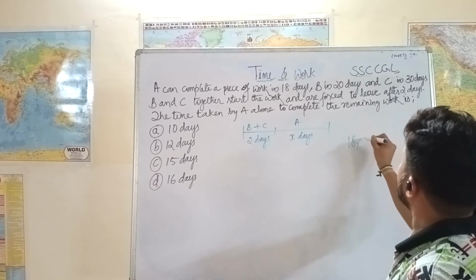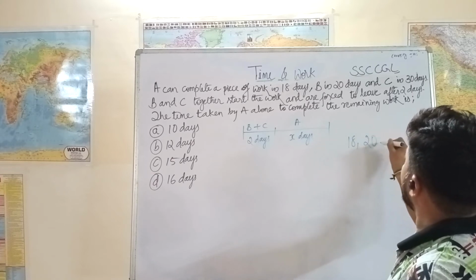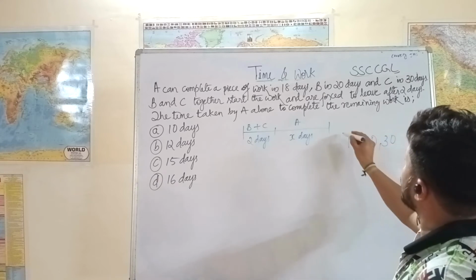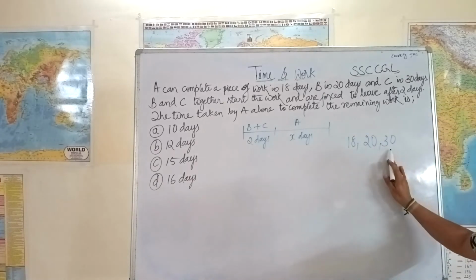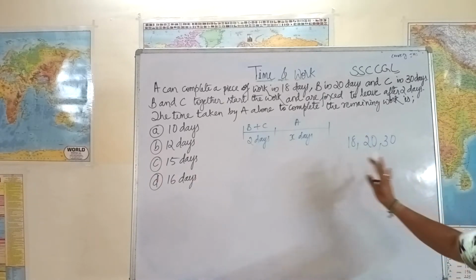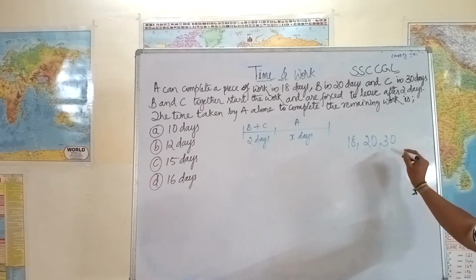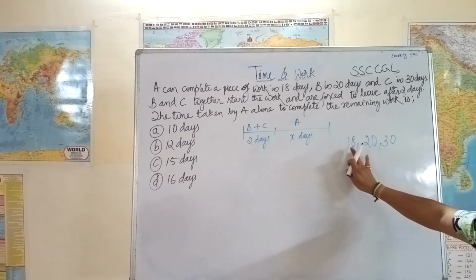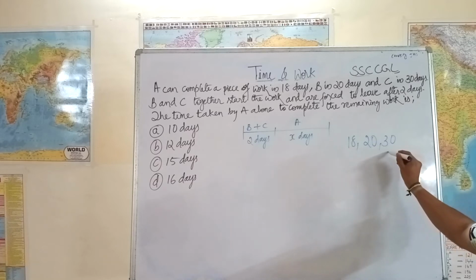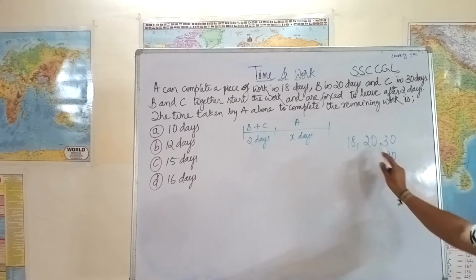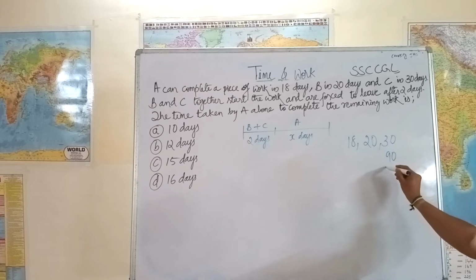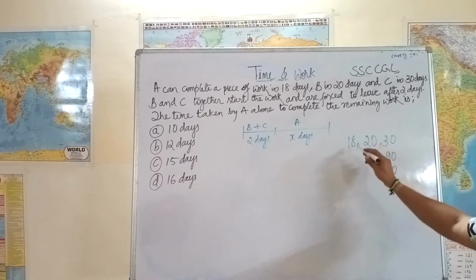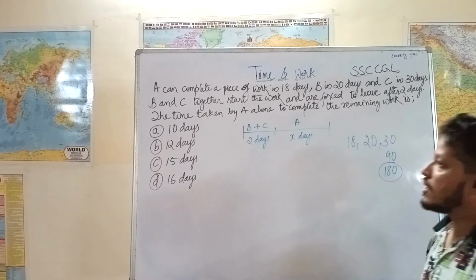18, 20, and 30. Usually, the largest number or a multiple of it would be the LCM. So you can trace it. 30 is not divisible by 18. So this has to be a round figure, right? 18 times 5 is 90. Let's try 90. 90 is not divisible by 20. So let's say double of that, 180. 180 is divisible by all of them. So 180 can be the LCM.